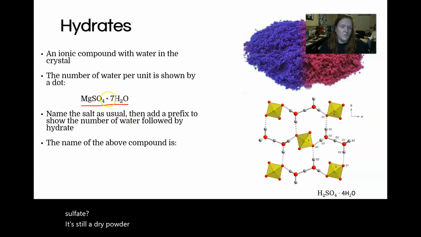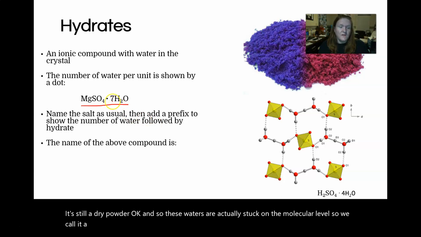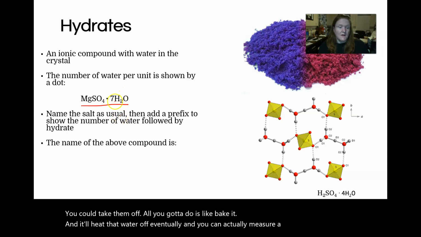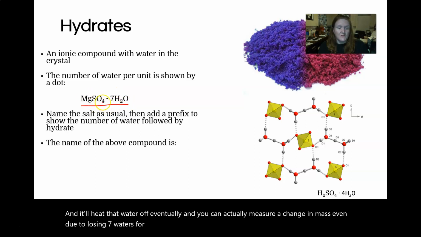And so these waters are actually stuck on the molecular level, so we call it a hydrate. You could take them off. All you got to do is bake it, and it'll heat that water off eventually. And you can actually measure a change in mass, due to losing 7 waters for every magnesium sulfate piece. All right, so that's what a hydrate is.